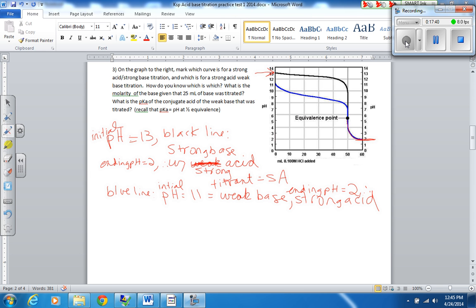When does the equivalence point come into it? Not till later. But how do you know which is which? What is the molarity of the base?